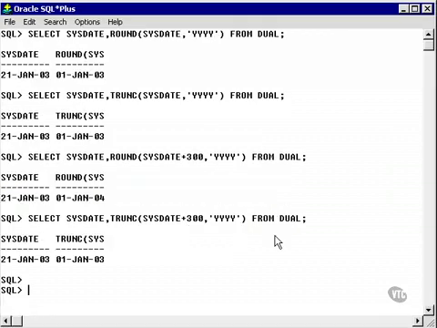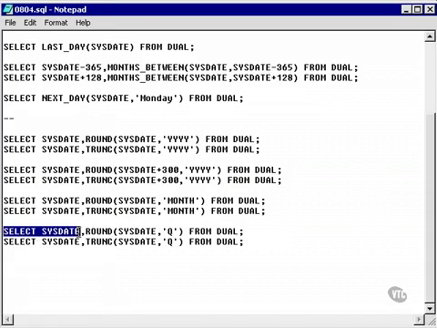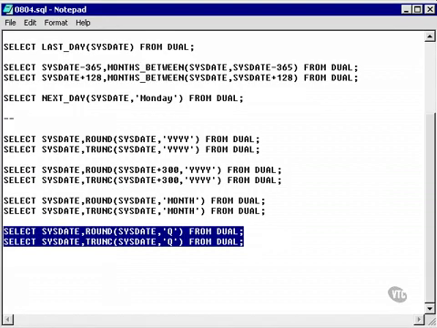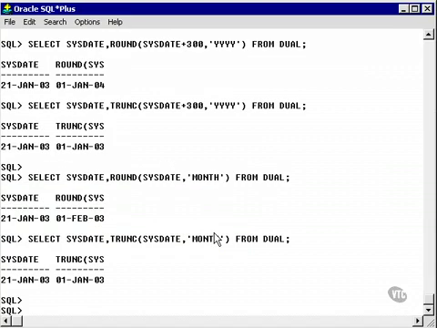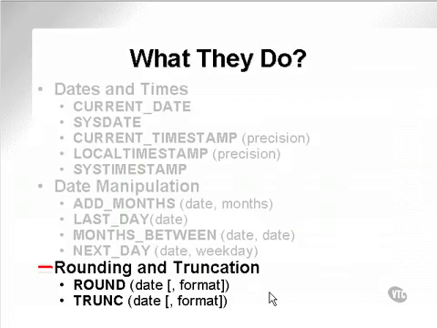Our next example uses the month format specifier. And all we're doing here is, because we're 21st of January, past the middle of the month, we round up to the beginning of February. Truncate again rounds down or chops off to the 1st of January. Our last example will look at the quarter. These results will be identical because we are in the first quarter and we are before the middle of the first quarter. So round will round down and do exactly the same thing as truncate, chopping off.